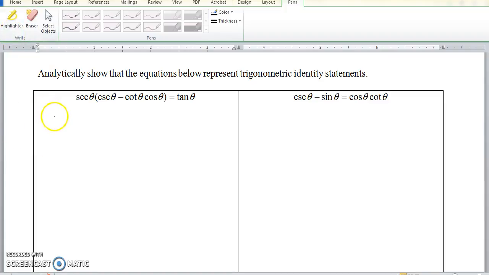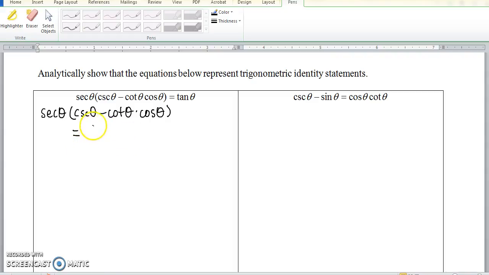Okay, so I would like you to try to start setting this one up on your own. We're going to definitely start with the left side, so I'm going to go ahead and write that down. Secant of theta times cosecant of theta minus cotangent theta times cosine theta. It's definitely the more complicated side, and we're going to try to rewrite that. So pause the video right now, rewrite it on your own, and then come back and check.